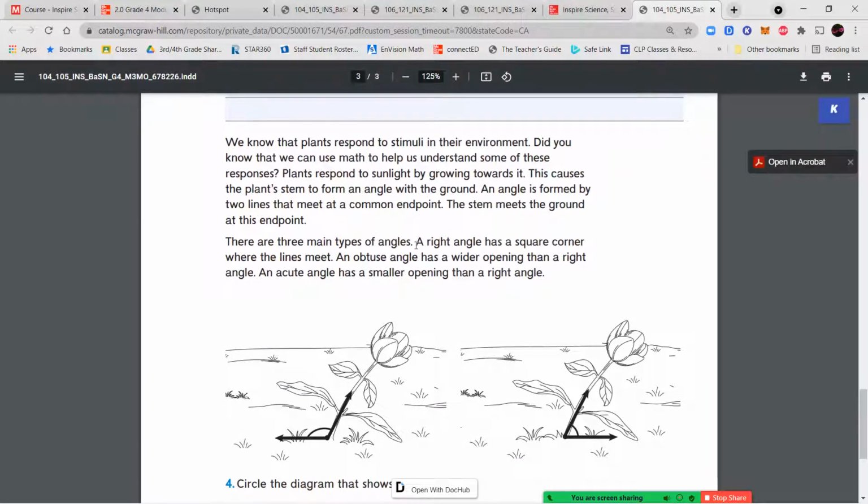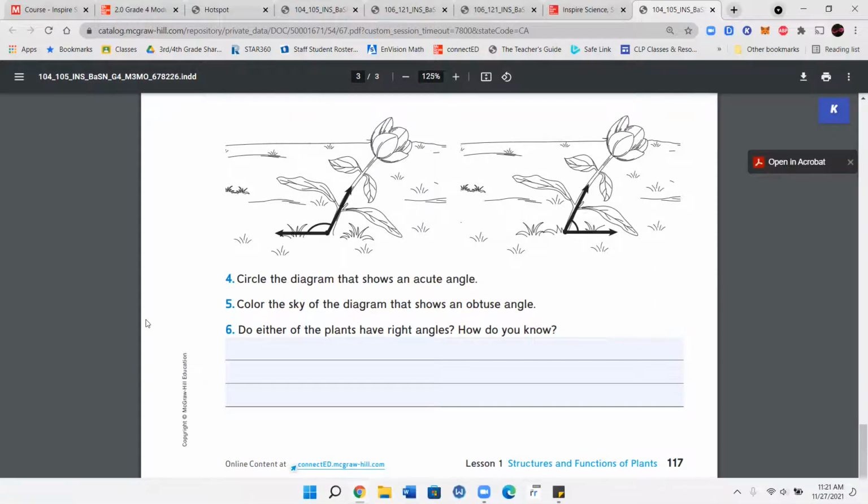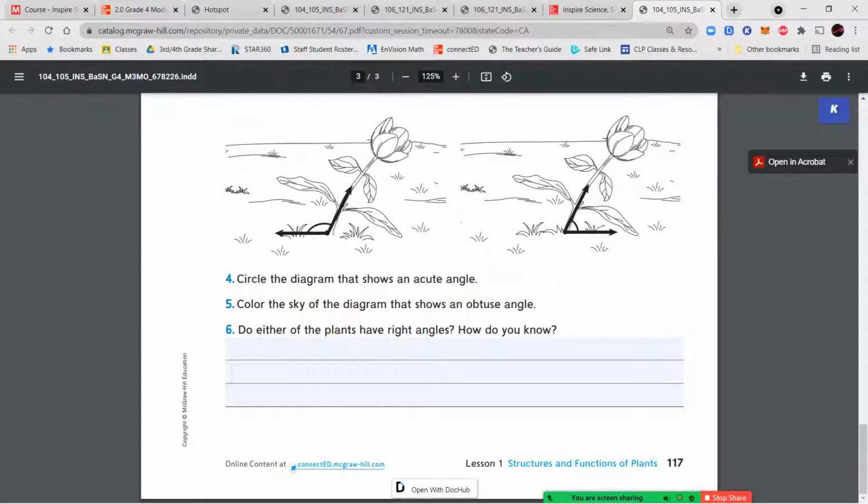There are 3 main types of angles. A right angle has a square corner where the lines meet. An obtuse angle has a wider opening than a right angle, and an acute angle has a smaller opening than a right angle. So if you look at the bottom of your page right here, that's a right angle, where the corner where the edges of your paper meet, straight up and down and straight across. That's a right angle. An obtuse angle would be open greater than that, and an acute angle would be open less than that.